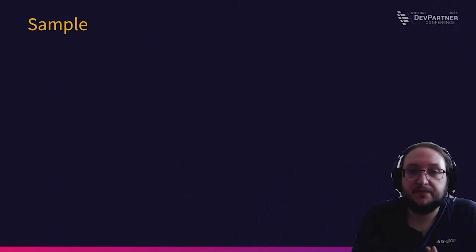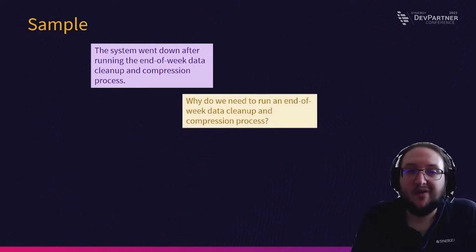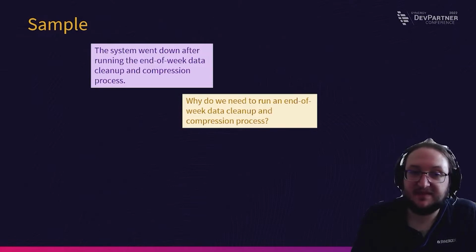Another example is why to avoid whys. This one's pretty straightforward. They tell you the system went down running the end of week data cleanup and compression process, whatever that might be. And we say, why do we need to run an end of week data cleanup and compression process? That doesn't really solve the problem, but hey, it might help you learn more about what this process is.